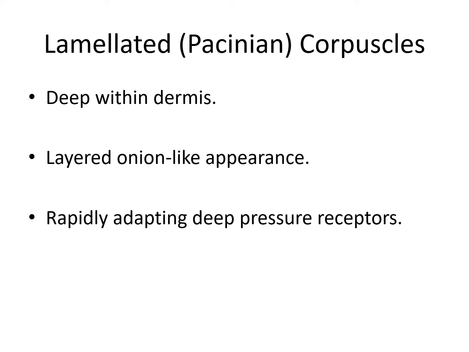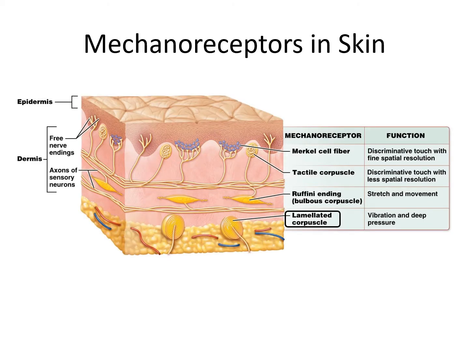Finally, we have the lamellated or Pacinian corpuscles. And these are deep within the dermis. And these are kind of unique because they have a layered, onion-like appearance that looks like a little sucker. And these are rapidly adapting deep pressure receptors. And this is what you really would want in very deep pressure receptors. You don't want them responding all the time because that would be kind of annoying. So they are rapidly adapting. In this figure here, we see the lamellated corpuscles with the many layers of the plasma membrane surrounding it. And they're important for vibrations and deep pressure. So many of these mechanoreceptors you learned in SCB 203.